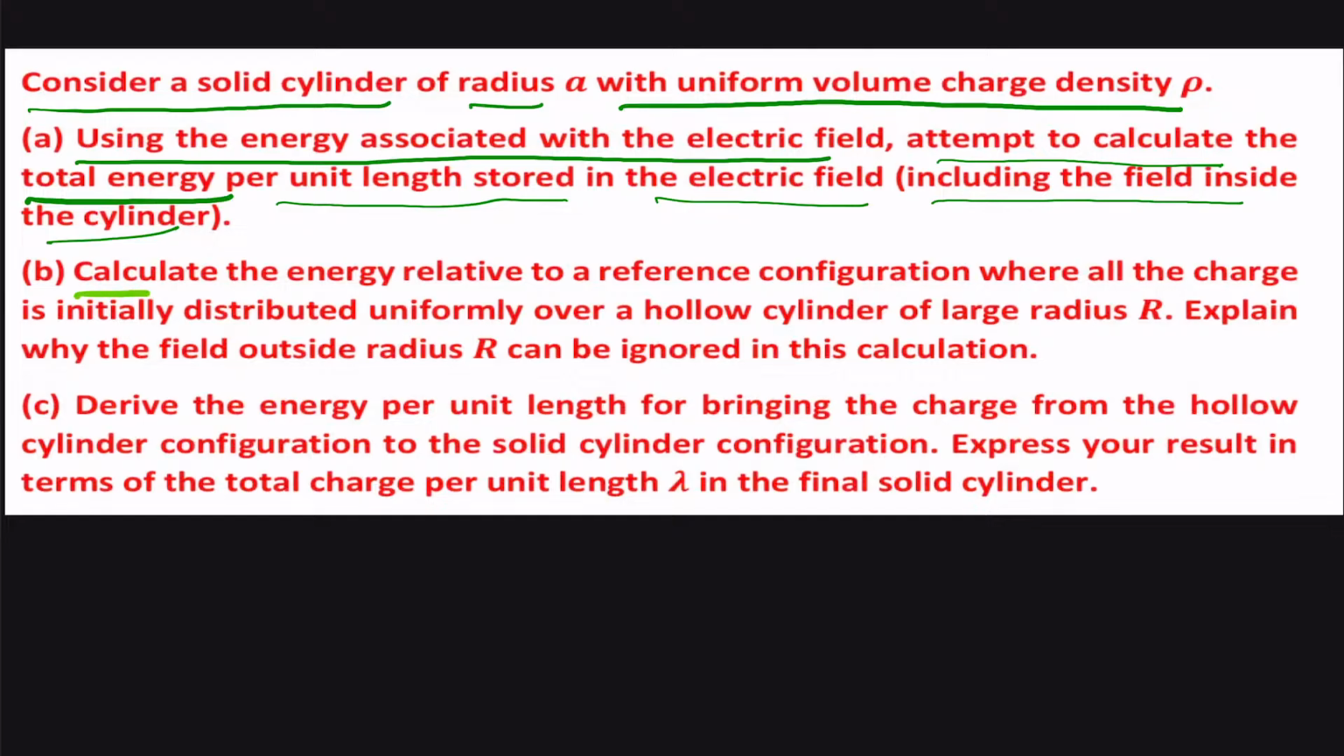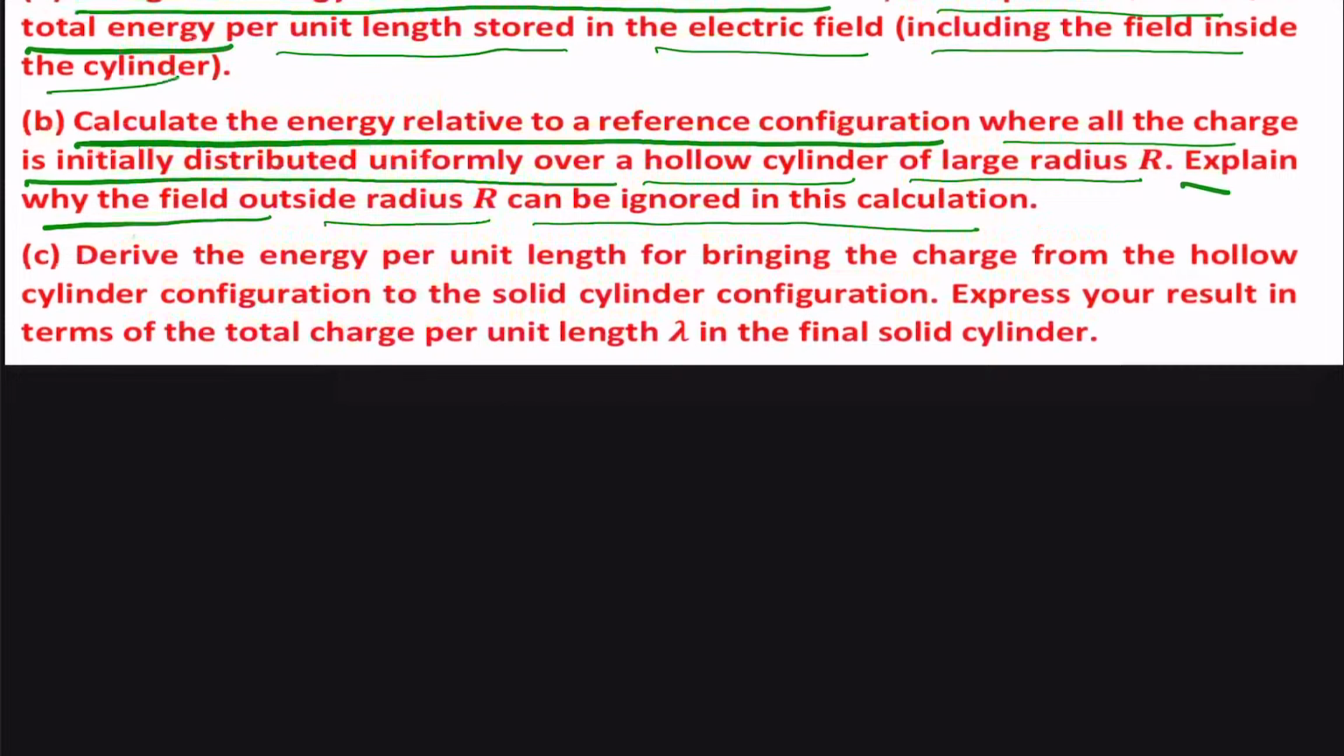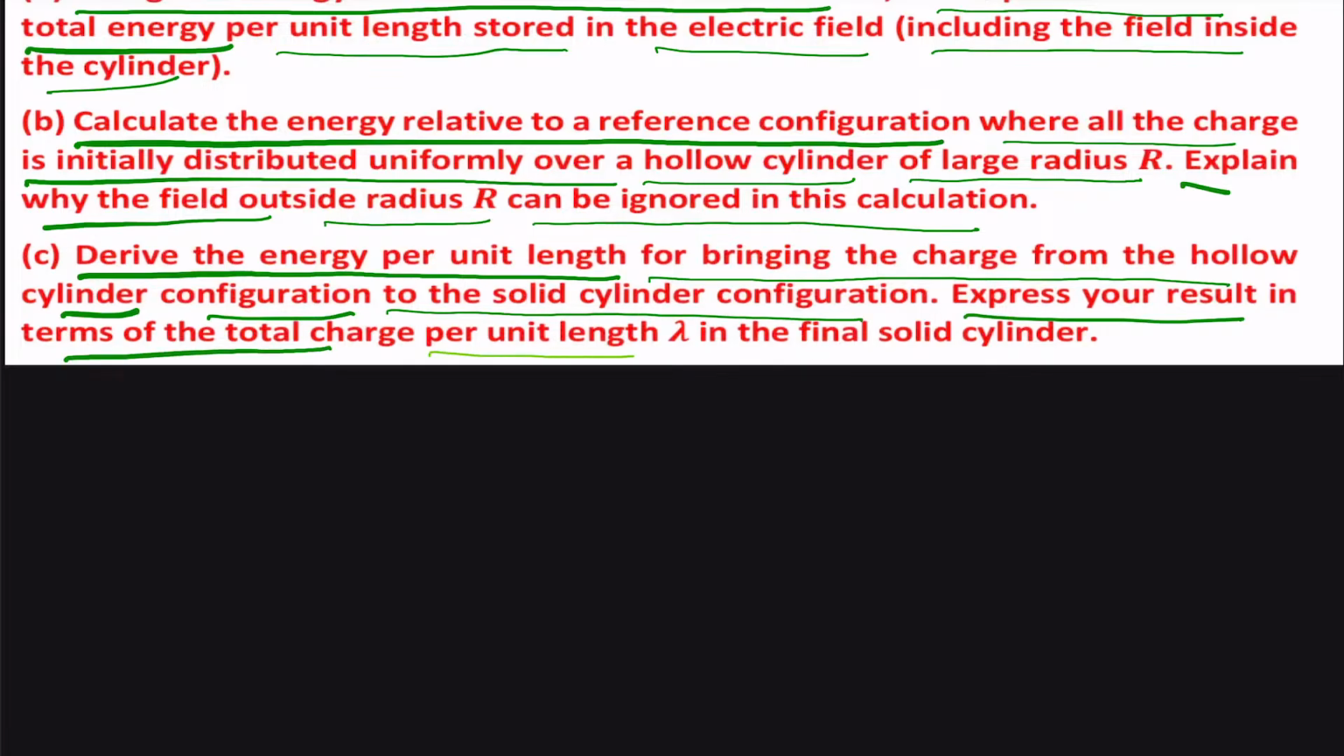Part B: calculate the energy relative to the reference configuration where all charge is initially distributed uniformly over a hollow cylinder of large radius capital R. Explain why the field outside a radius of R can be ignored in this calculation. Part C: derive the energy per unit length for bringing the charge from the hollow cylindrical configuration to the solid cylinder configuration. Express your result in terms of the total charge per unit length lambda in the final solid cylinder.